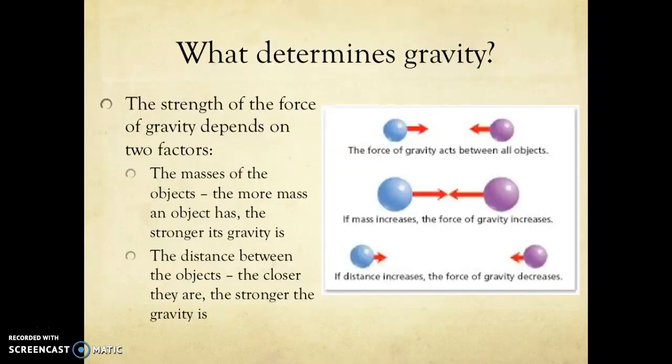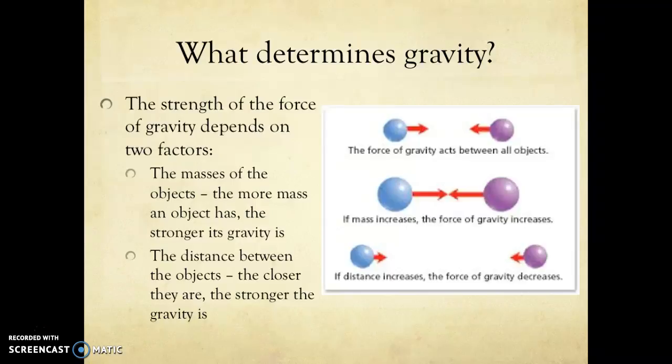So what determines gravity? As I said, mass is one of the things that determines gravity. The more mass an object has, the stronger its gravity is. This is why you would weigh more on Earth than you would on the Moon, for example. Earth is quite a bit larger than the Moon. It has more mass, and since it has more mass, it has a stronger gravitational pull. Since the Moon is smaller, it has less mass, so it has less gravity. So on Earth, you're going to weigh more than you would on the Moon, and it's all because of that difference in gravity, which is completely caused by a difference in mass.